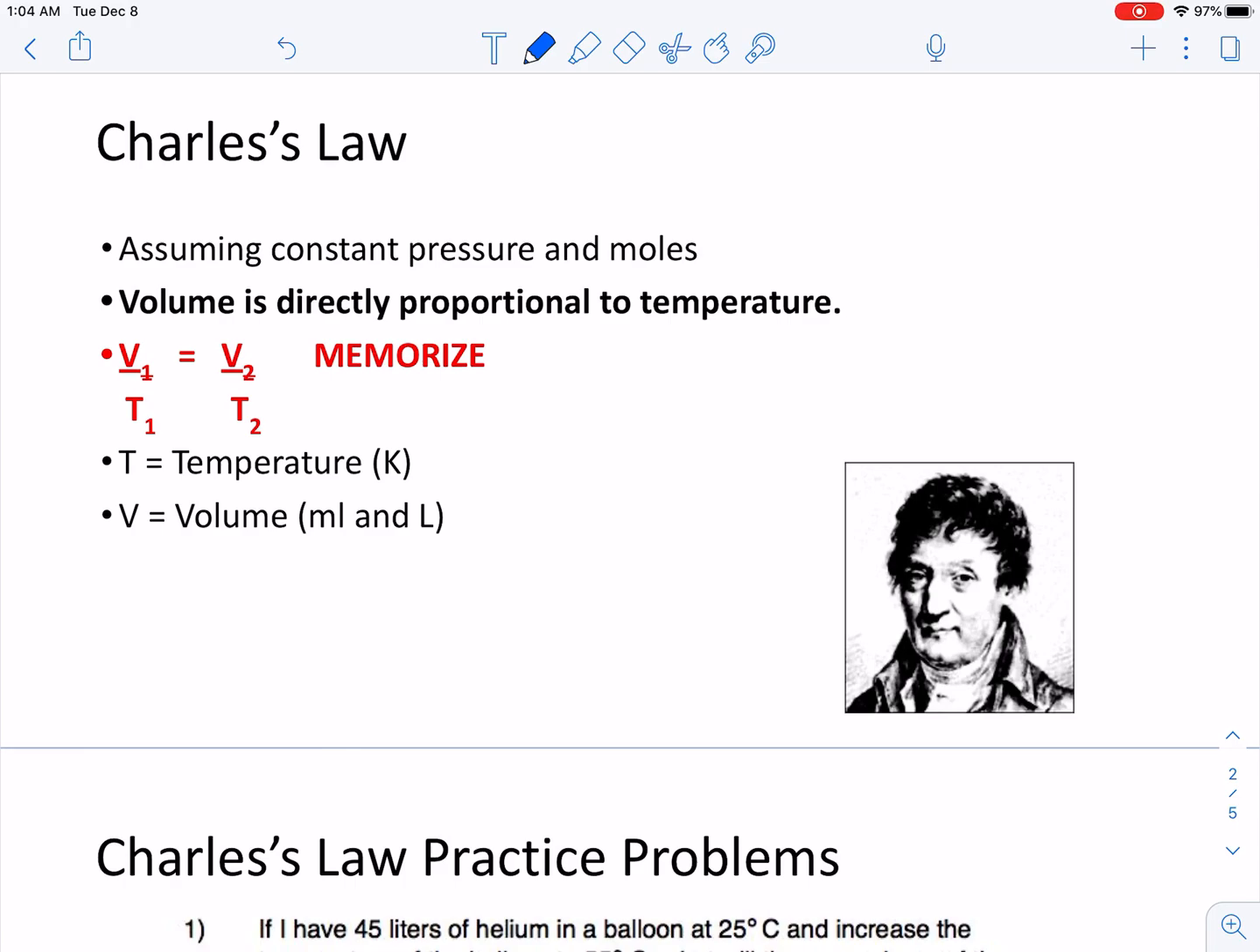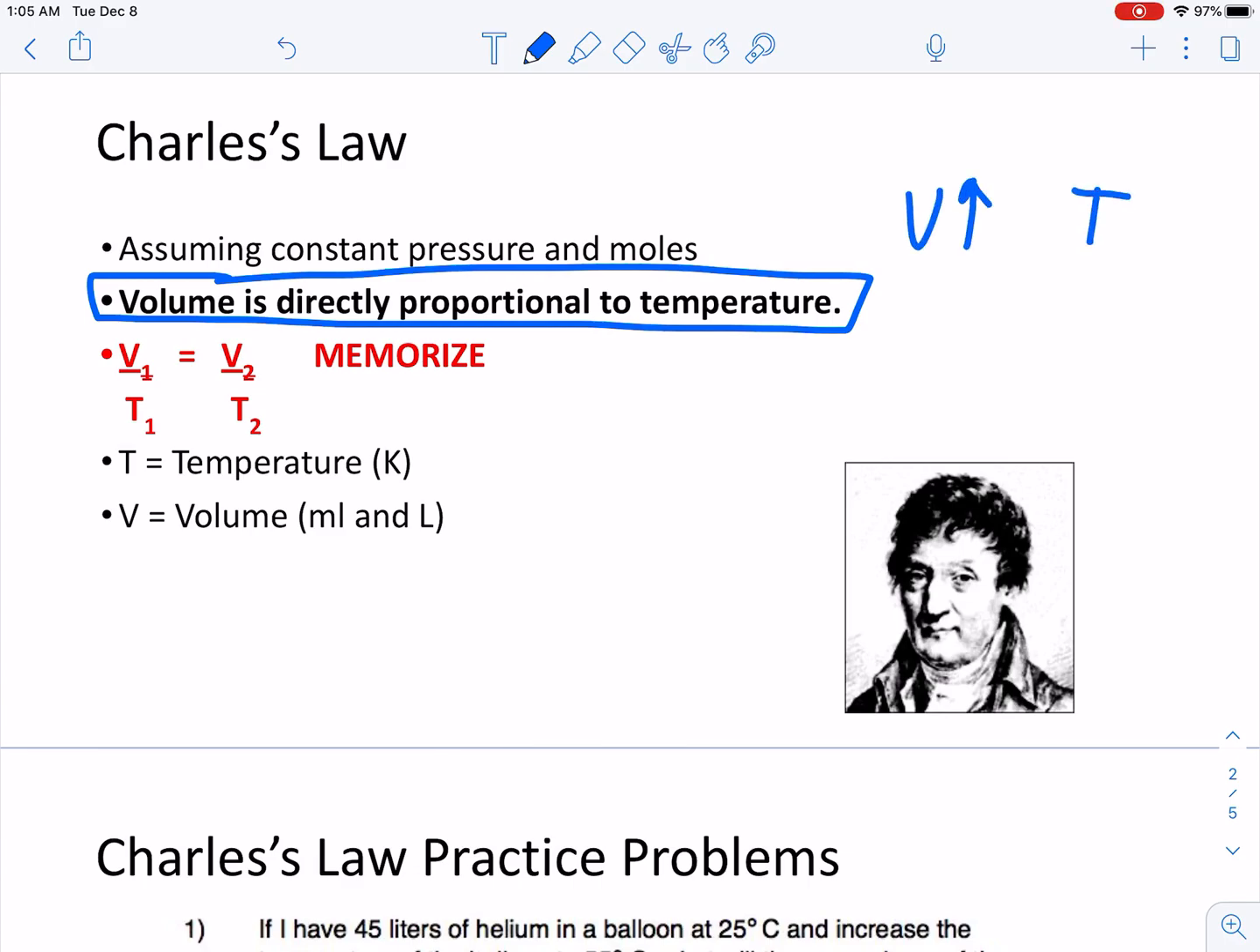Charles' law is looking at the relationship between volume and temperature. And again, what the law states is that volume is directly proportional to temperature. In other words, if volume is to go up, then temperature will go up. Or again, if temperature goes down, then volume of a gas will go down. Again, this is always describing a gas.